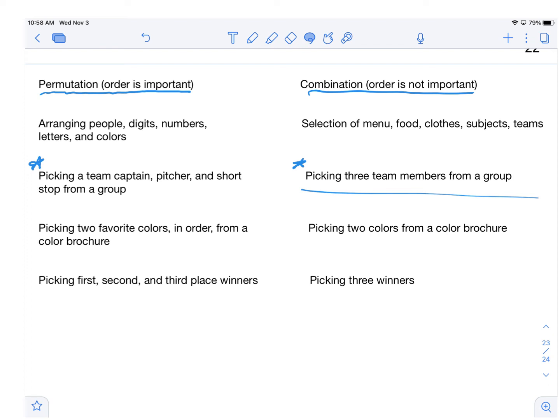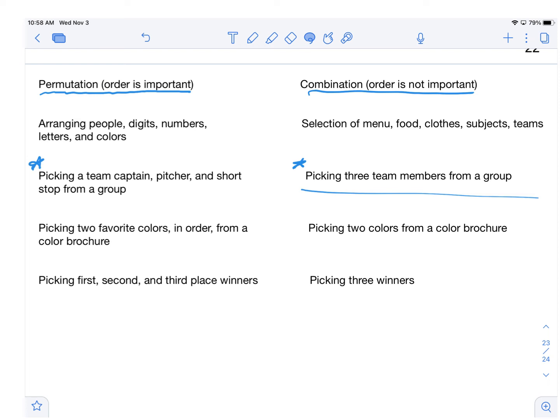Let's do a restaurant. This is a great scenario as well. I need to hire a maitre d', I need to hire a front desk person, and I need to hire a server. Order is important because if I choose you first, you're the maitre d'. If I choose you second, you're the front desk person. If I choose you third, you are the server.